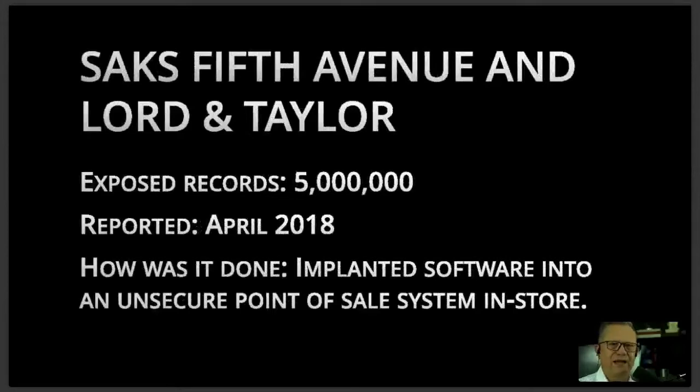So I went online and Karen went on and we had a look around to try and find what were the hacks in 2018. So we started pulling them out and putting them up on slides. Here's one right here. Saks Fifth Avenue, Lord & Taylor, 5 million exposed records. It was reported in April of this year. Now, Karen, wasn't this one that they'd been stealing data since May of 2017? Yeah, so they've been in their system since May of 2017. And what did they do? They put software into an unsecure point of sale system.